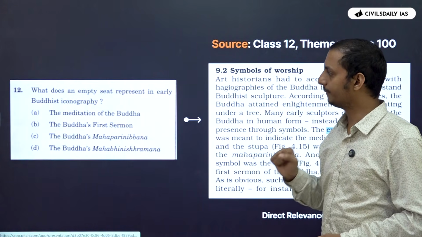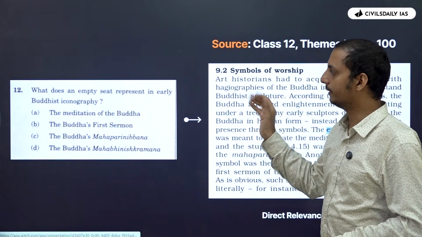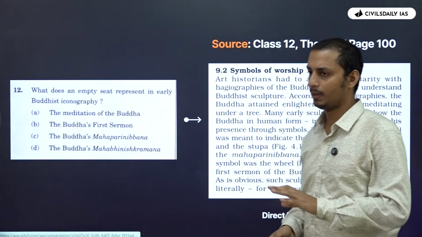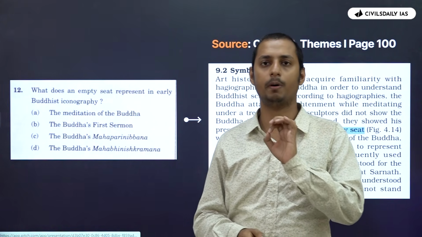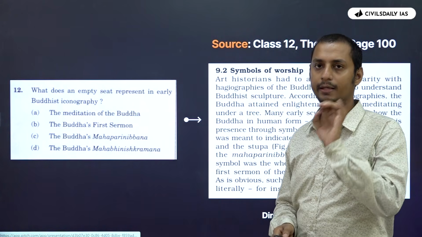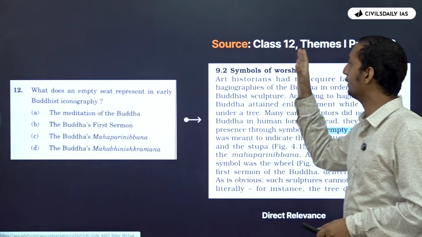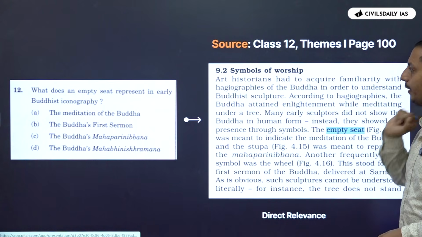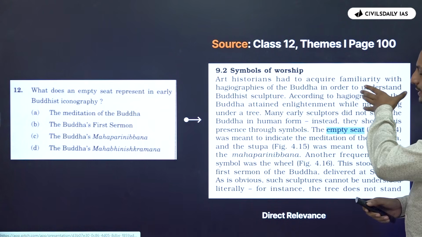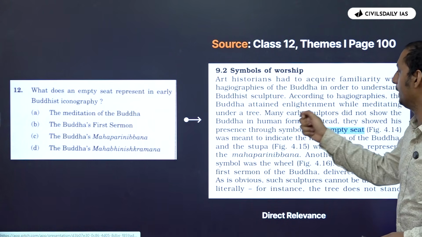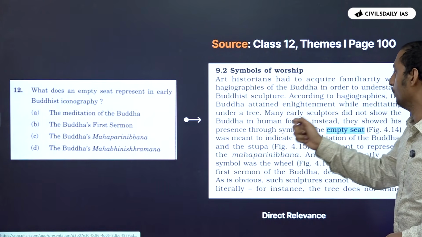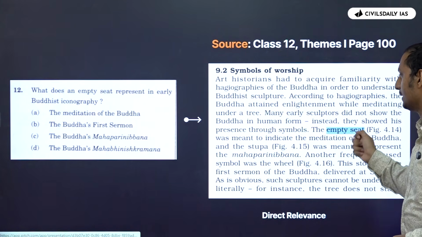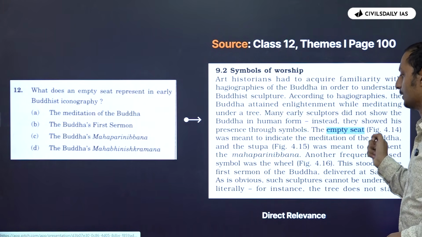Now moving on to the third question. What does an empty seat represent in the early Buddhist iconography? This is a direct hit from the 12th standard Themes Part 1, ancient history, new NCERT, right? So in the class 12 Themes Part 1, page 100, you can see here that regarding the symbols of worship chapter, many early sculptures did not show Buddha in human form. Instead, they show Buddha through his symbols. The empty seat was to indicate the meditation of Buddha.